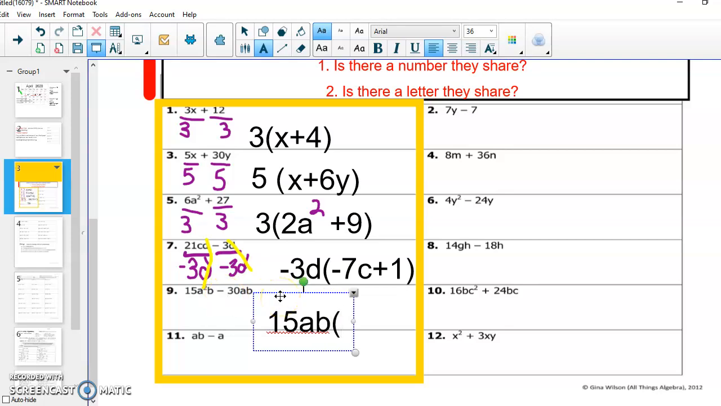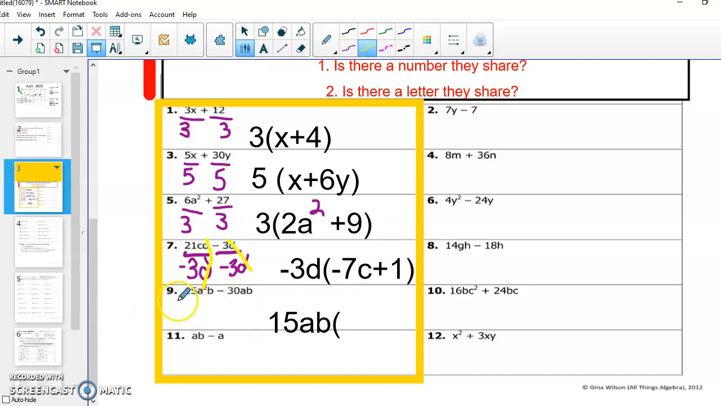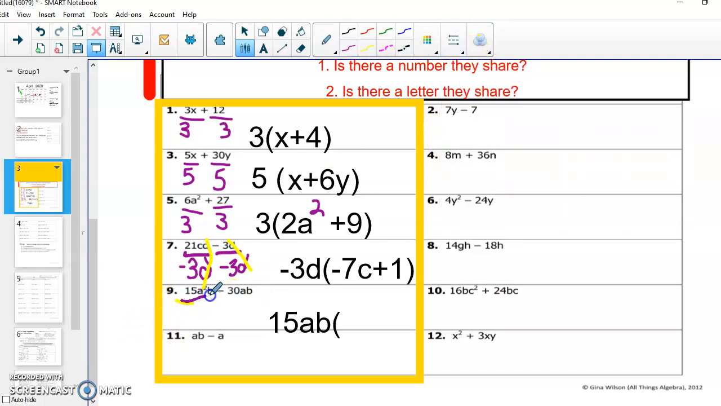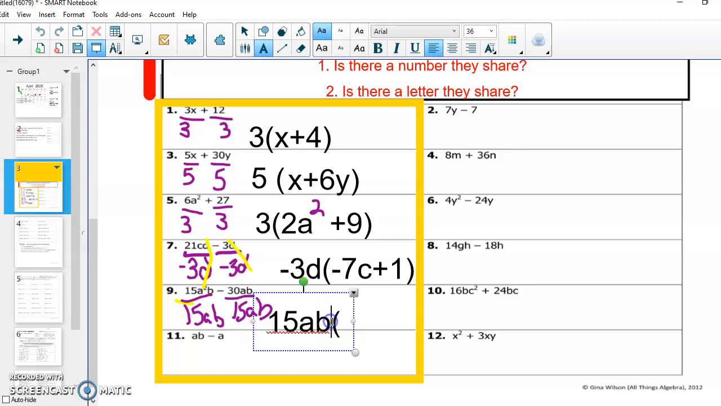And I also see that they both have a b, so I'm going to take a b out of both of them as well. So in order to find what I have left, let's get a color that we can actually see. I'm going to divide both of my terms by that greatest common factor of my 15ab. And the same thing on this side, I divide by my 15ab. Again, excuse my sloppy handwriting here.